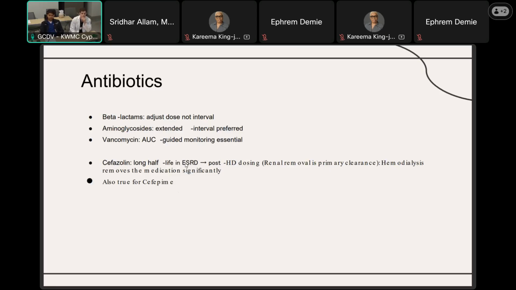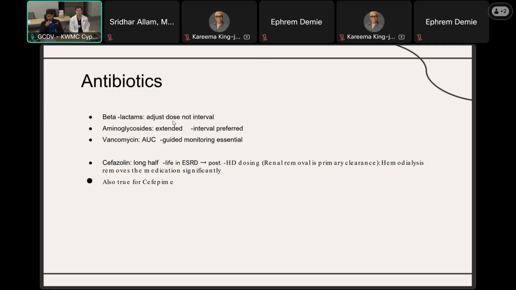by dialysis. So in patients with ESRD, cefazolin as well as cefepime, in two unique situations, can be dosed after dialysis. So renal removal is the primary clearance. Hemodialysis removes the medication significantly, and therefore we just dose them after dialysis. That way, we are dosing them less frequently, avoiding the C maximum, and we are having less side effects, but a prolonged MIC concentration.